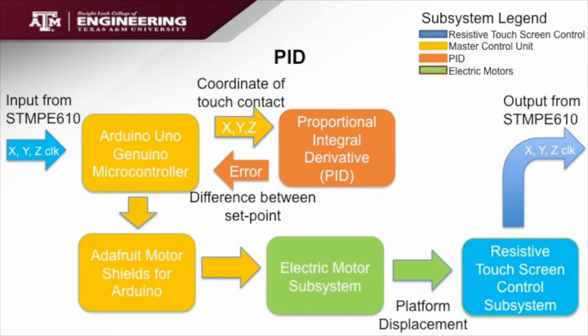Now, to accomplish the system requirement of forcing a small wooden ball to be placed anywhere on the top of the Stewart platform, so long as it made contact with the touchscreen, a PID feedback system was utilized. Now, PID stands for proportional integral derivative, and essentially this module received the X, Y, and clock value inputs from the STMP610 and compared those inputted X and Y values against a predetermined set of X and Y values, and outputted the difference between these two sets of values into the master control unit.